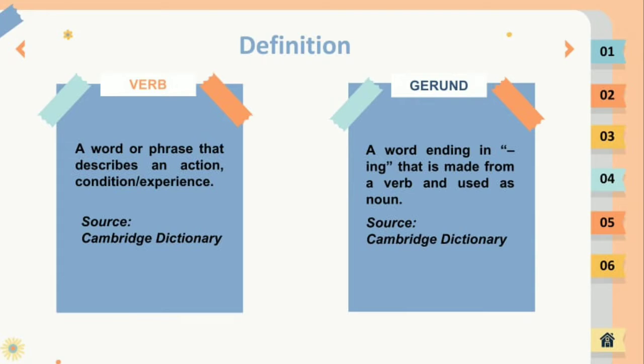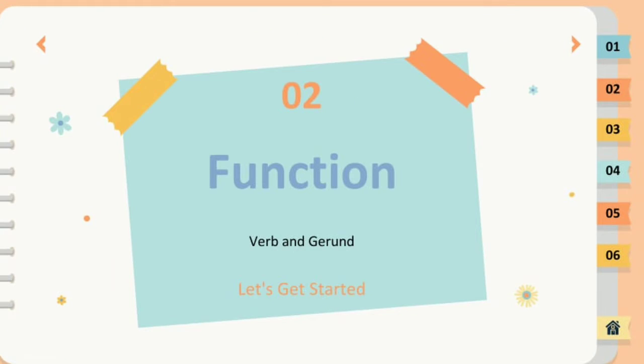We're going to the verb first, okay? From Cambridge Dictionary, a verb is a word or phrase that describes an action, condition, or experience. And a gerund is a word ending in ing that is made from a verb and used as a noun. And the next one is the function.